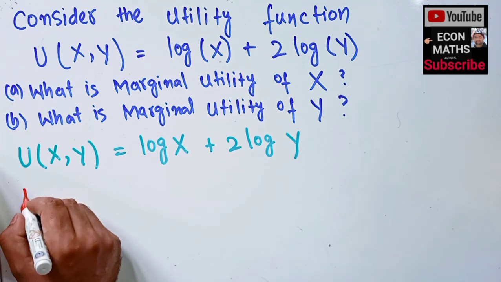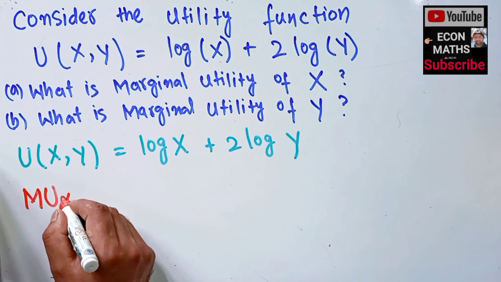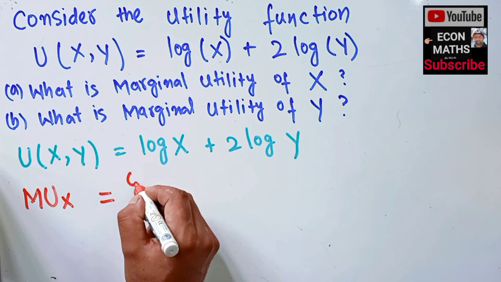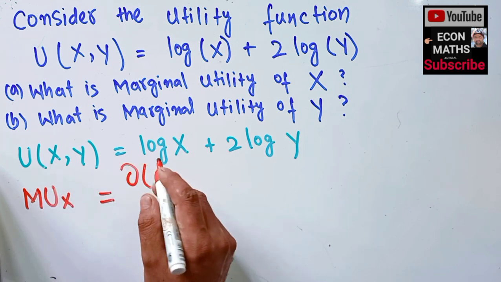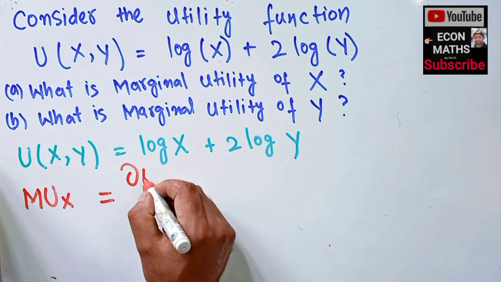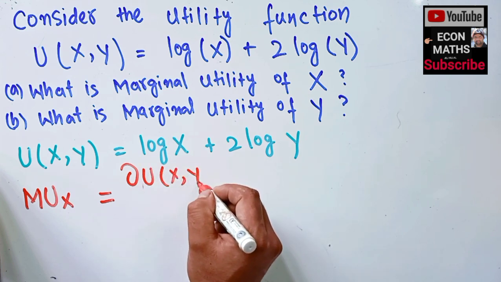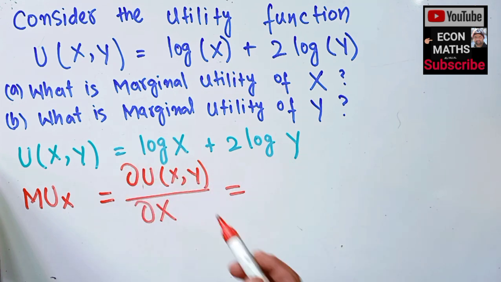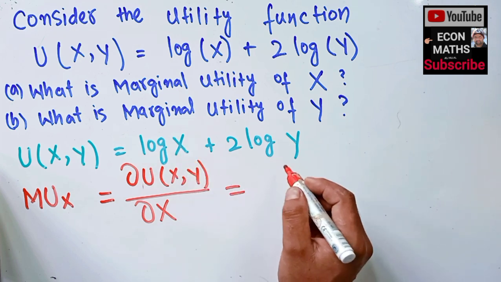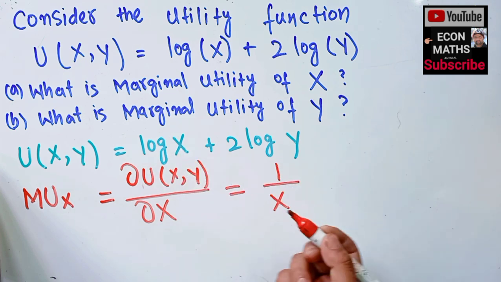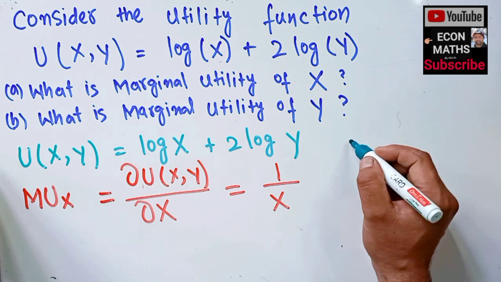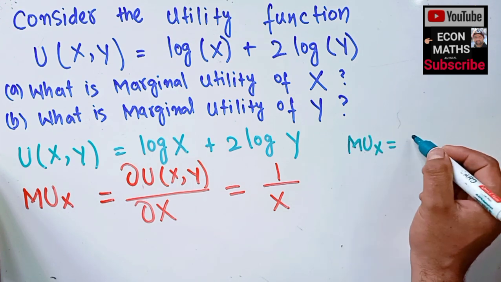Okay, so let's denote the marginal utility of good x by MUX, which is simply equal to the partial derivative of this utility function. Let me write it here, del u of x comma y with respect to good x. If I take the partial derivative of this function, log of x, its derivative is simply 1 upon x. And the derivative of the second term will be equal to 0 because we are taking the partials here. Now this is the marginal utility of good x. Marginal utility of good x came out to be 1 upon x.